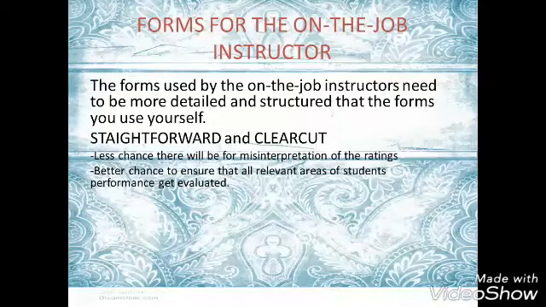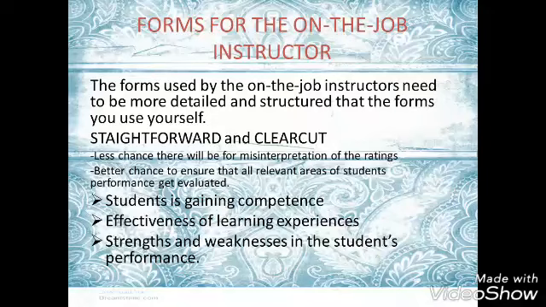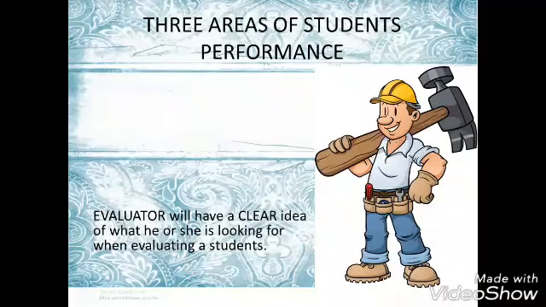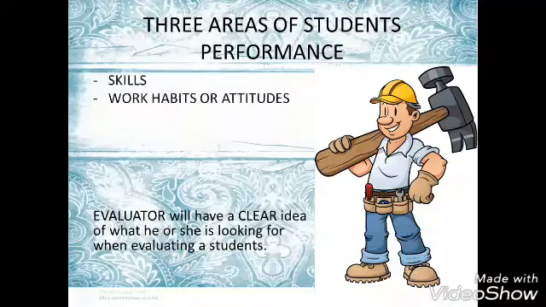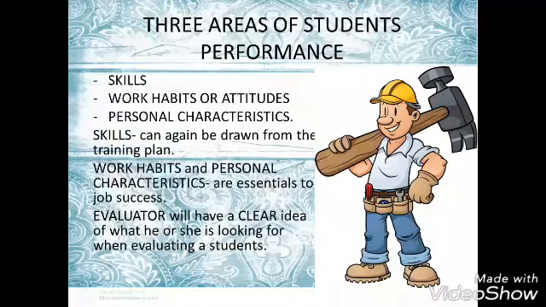The form should provide for feedback on whether the student is gaining competence in the occupation, the effectiveness of learning experiences, and strengths and weaknesses in the student's performance. The on-the-job instructor also has a responsibility to evaluate the 3 areas of student performance: skills, work habits or attitudes, and personal characteristics. The skills can again be drawn from the training plan. The specific work habits, attitudes, and personal characteristics that are essential to job success should be included on the evaluation forms used by the on-the-job instructors.